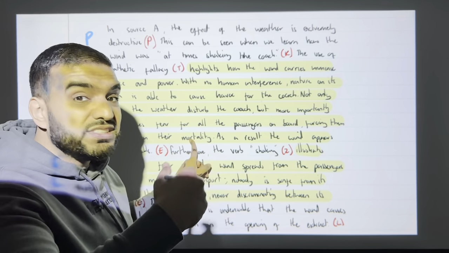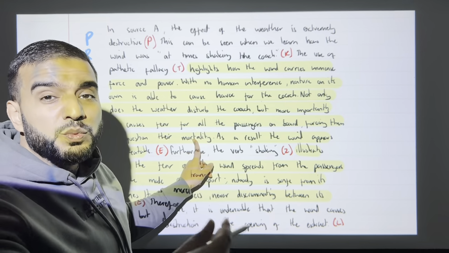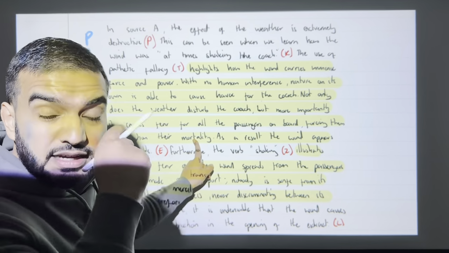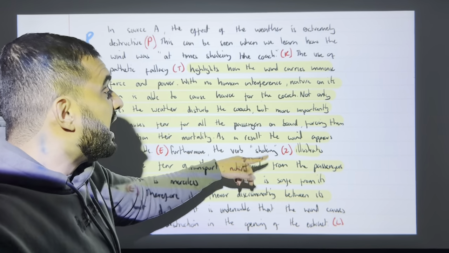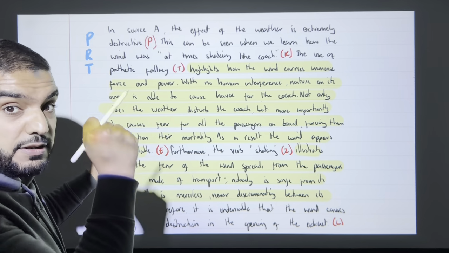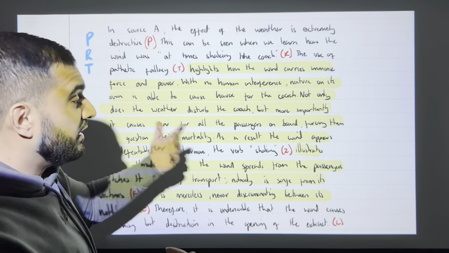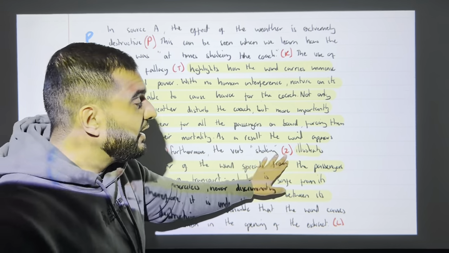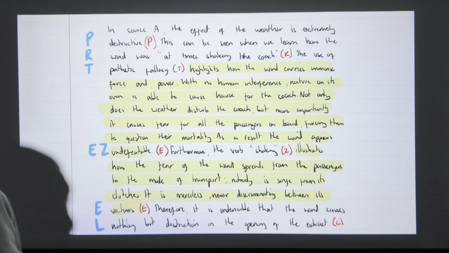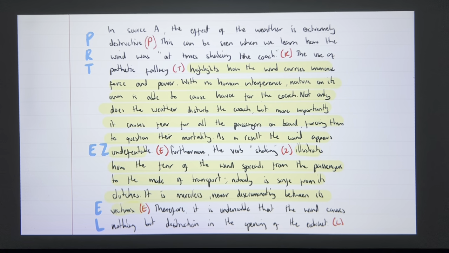Because my second point was that nobody is safe. And my last one was that the weather is undefeatable. And this one, I kept it short because I didn't want this video going on for too long. As a result, the wind appears undefeatable. One full effect done. It's detailed and it's perceptive. Let's zoom in. Furthermore, the verb shaking illustrates how the fear of the wind spreads from the passengers to the mode of transport. Nobody is safe from its clutches. First effect, it is merciless, never discriminating between its victims.